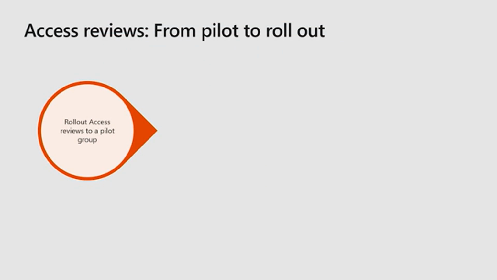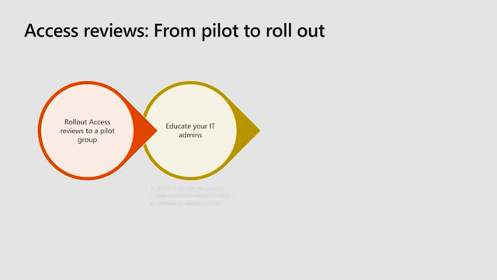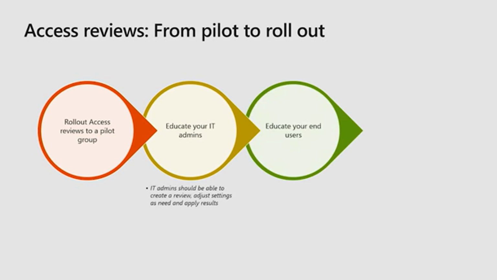In this video, I'll show you how you can deploy Access Reviews, onboard it in Azure portal, and create your first Access Review. Once you're ready, you can start rolling out Access Reviews to a pilot group as you wish, and educate your IT admins on how to create an Access Review, perform one and review the results, and apply the changes. Then, you can teach your end users on how to do an Access Review on a list of users in their groups or apps, or perform one as a guest.